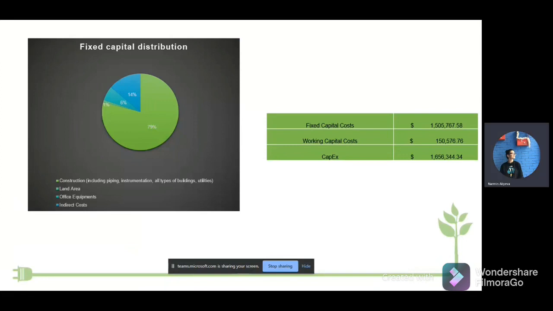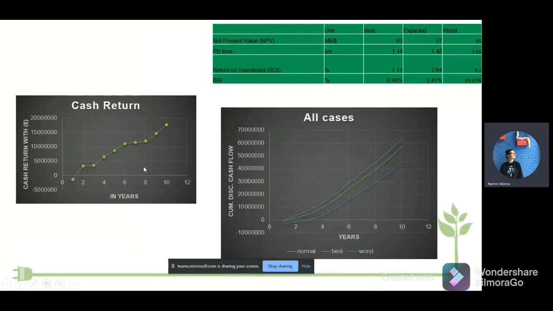In this chart and in this table, you can see the fixed capital cost, working capital cost, and sum of them capex. And also in this chart, you can see the distribution of fixed capital cost. In this diagram, you can see the cash return of expected case, and there are some important variables that would significantly affect the profitability of the project, which are therefore put under assessment.